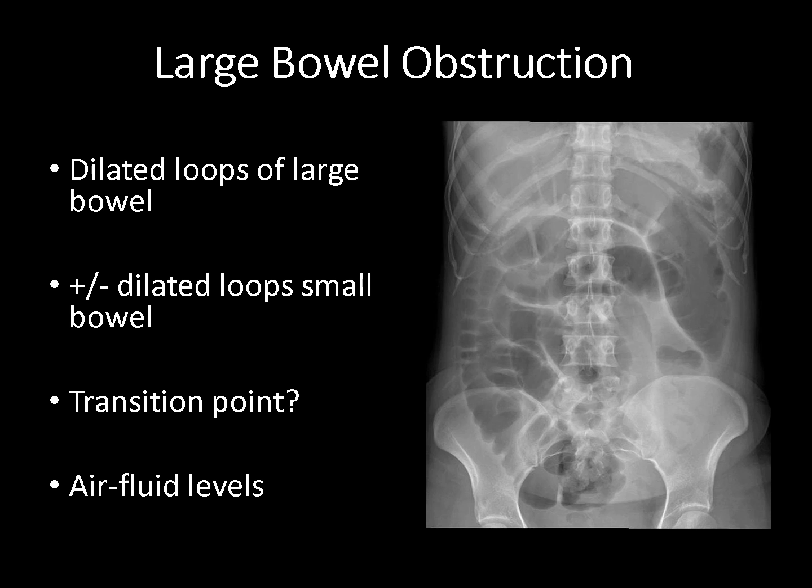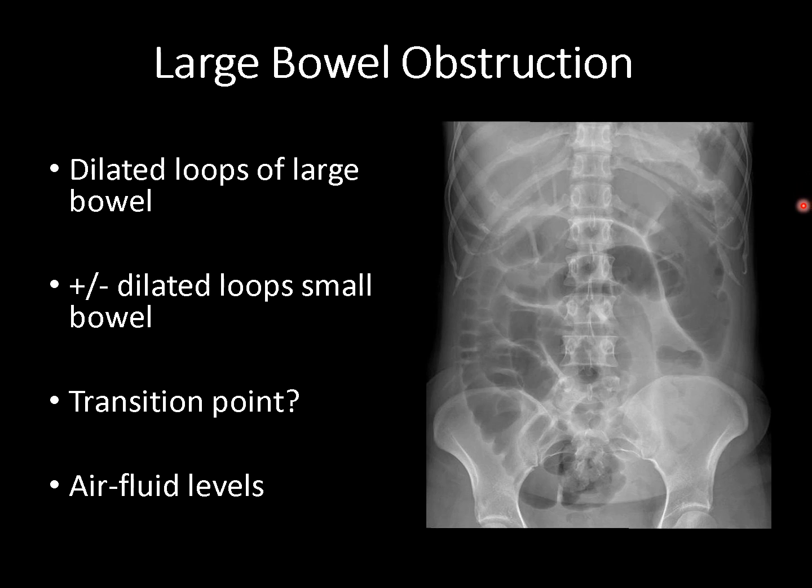Again, we may or may not see a transition point. It's very difficult to see the transition point on radiographs, although this is a good case of being able to see it. And again, we might see air fluid levels, which could be in the large bowel, but also could be in the small bowel as well, if there's a backflow being allowed through the IC valve.